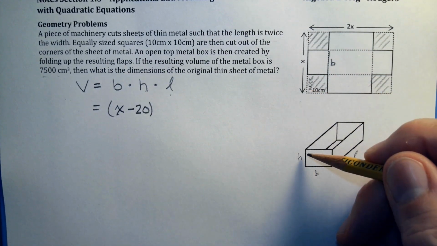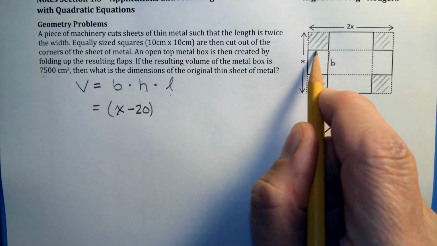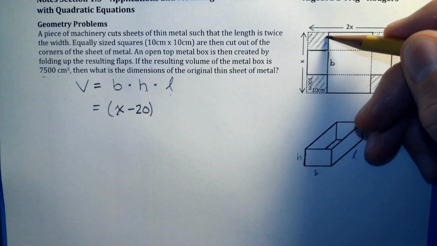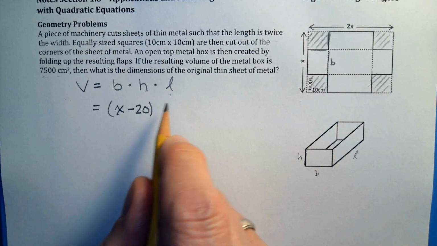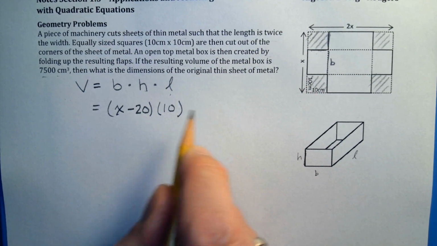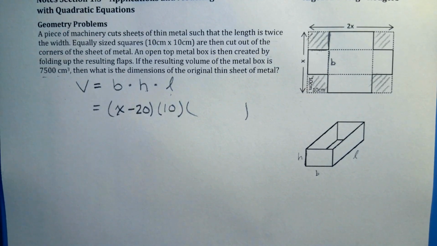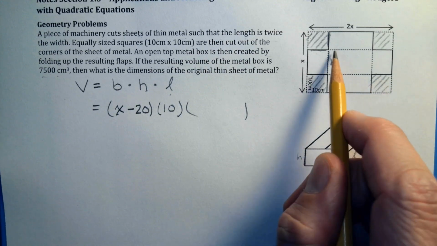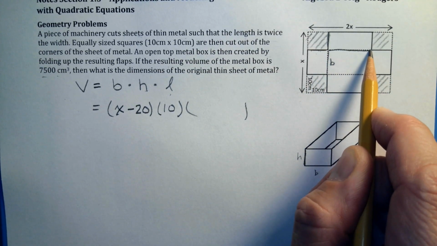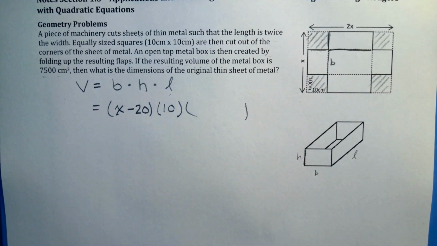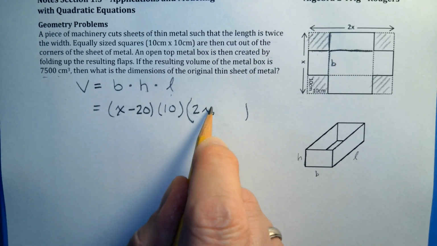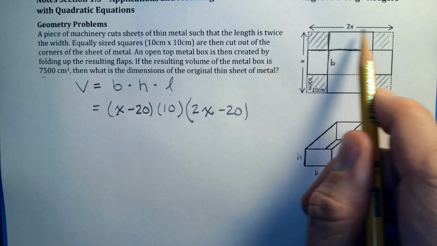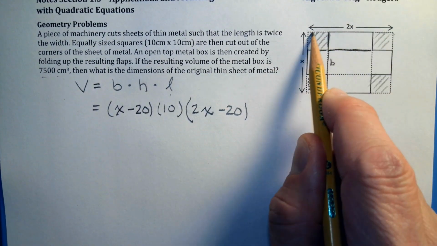Okay, and then the height of the resulting box, that would be this thing right here, right? Or if we want to think of it as this thing right here, those two edges, when they get folded up, are going to be touching each other. And so that's just 10. And then find the expression for the length. All right, the length of the box is going to be this dimension here. And how does that relate to x? All right, so that's going to be 2x minus the 20. So it's the length of the original sheet minus this 10 and this 10 here.